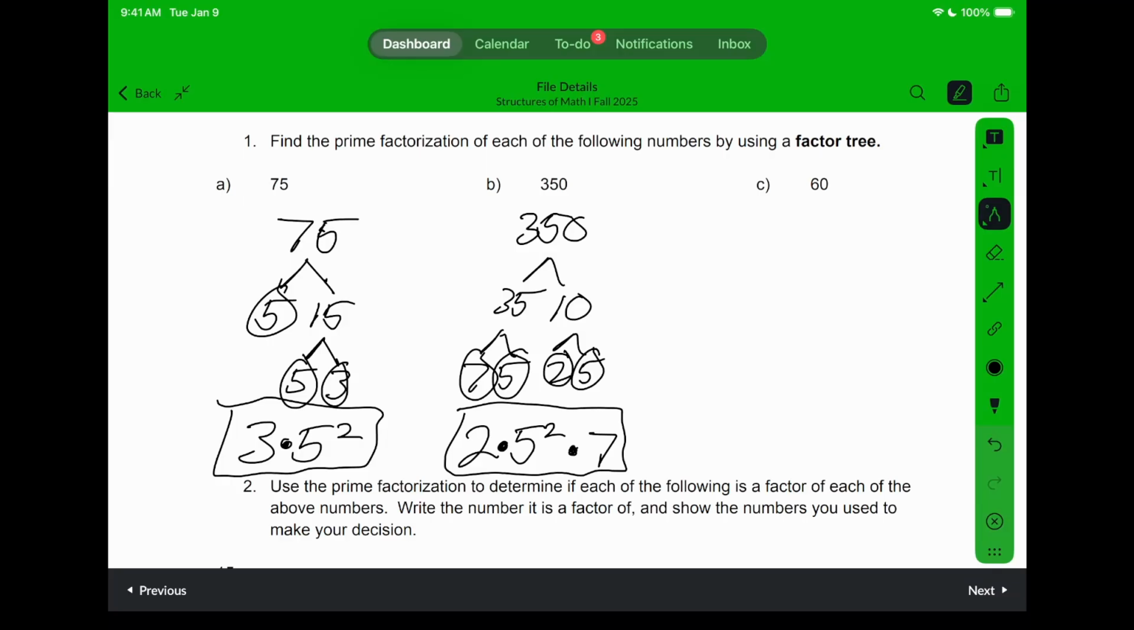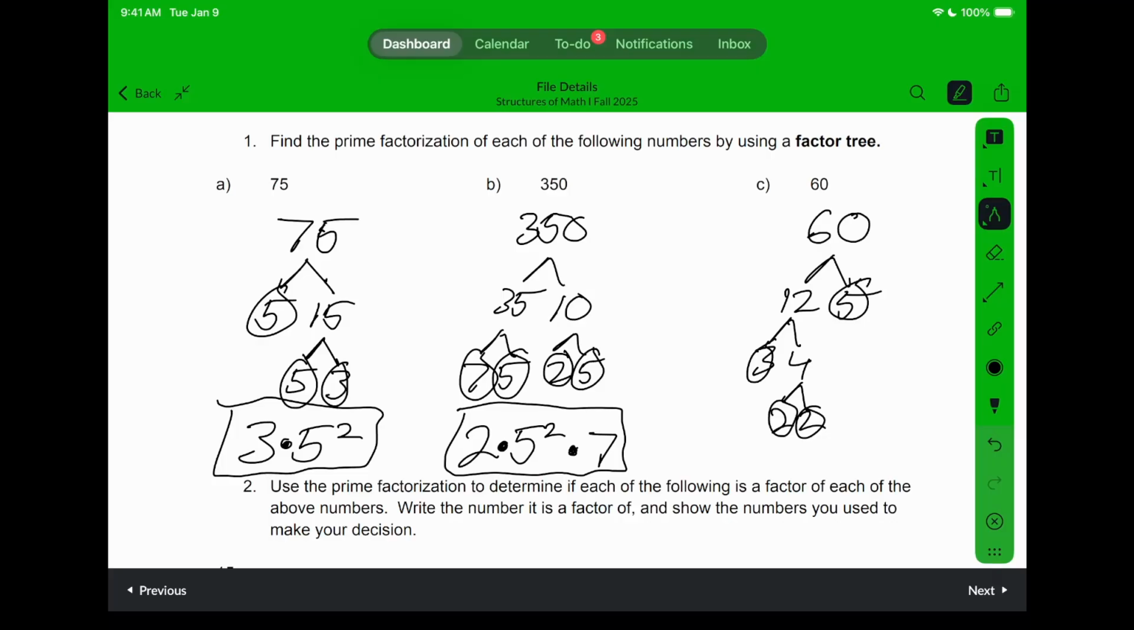Okay, 60. We can do a couple different things. We can do like 30 and 2, or 15 and 4, or 3 and 20. Or we can do, I like 12 and 5. 5 is a prime factor. 12 is 3 and 4. 3 is a prime factor. 4 is 2 and 2, which are both prime factors.